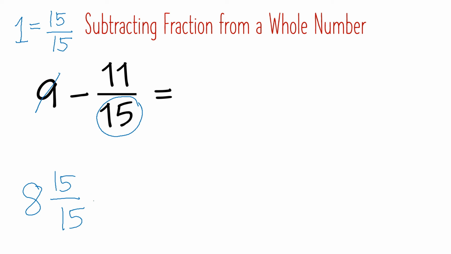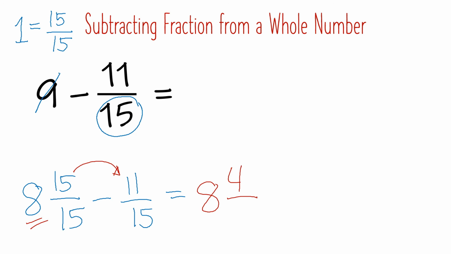Okay? Then subtract the fraction 11 over 15. Alright. First, copy the whole number 8 and then subtract the numerator. 15 minus 11, that's 4. Then copy the denominator 15. And so your answer is 8 and 4 over 15.